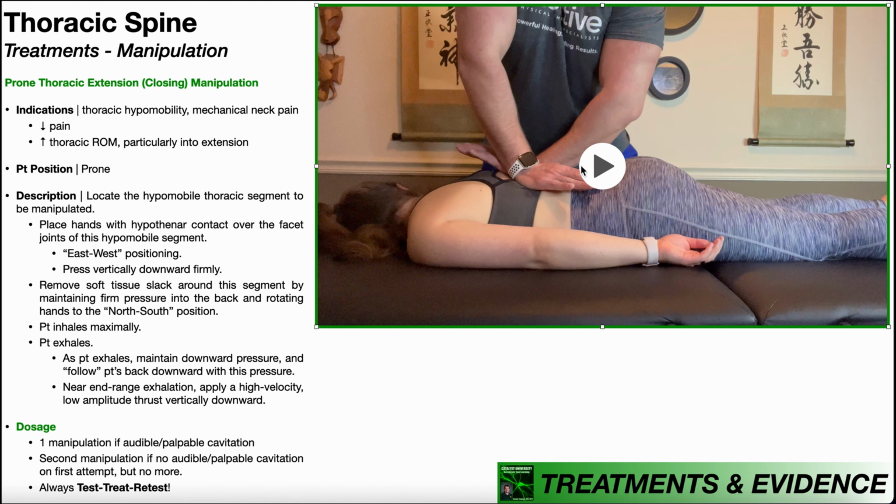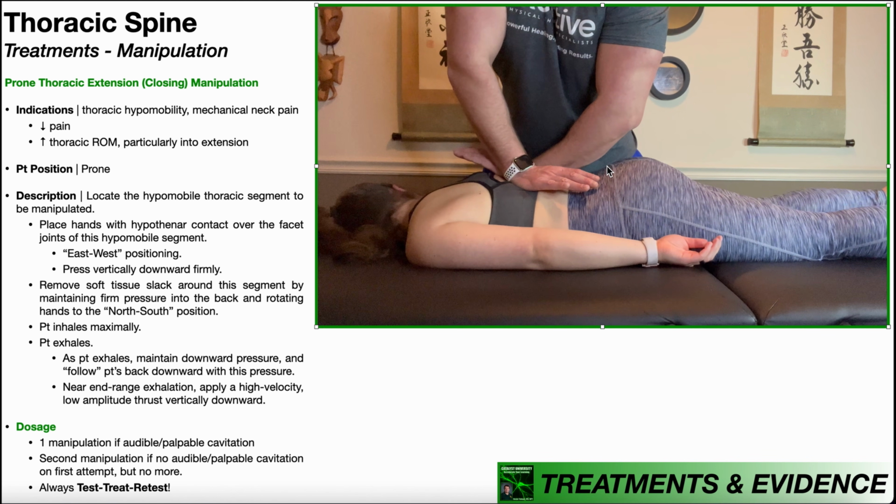Now, from this position, I'm going to have the patient inhale maximally, okay, while maintaining that pressure downward. So they're going to inhale. There's the inhale. You can see the back of the patient rise up. And then I'm going to have them exhale. And as the patient exhales, I'm going to maintain that downward pressure with my hands and essentially follow them down as their back starts to descend with the exhalation. Okay? And then near end range exhalation, I'm going to apply a high velocity, low amplitude thrust vertically downward. Okay? There's the exhale, follow down, and thrust.